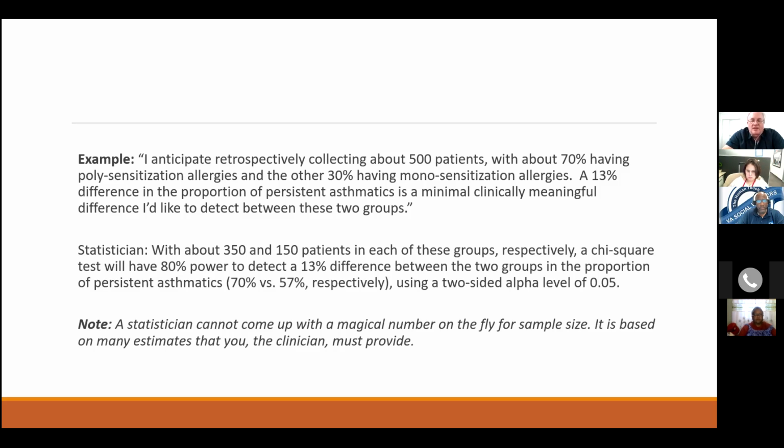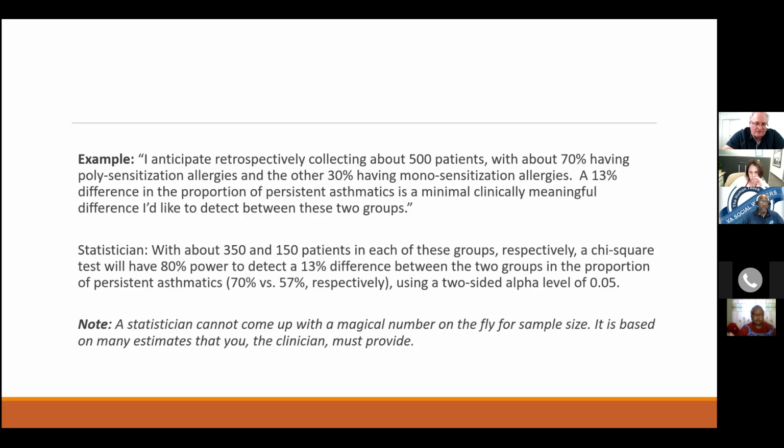And they want to be able to detect a clinically meaningful difference between the groups. And they're being very specific. They're saying a 13% difference in the proportion of persistent asthmatics is a minimal clinically meaningful difference they'd like to be able to detect between the groups. So you can translate that. If you read further down, for example, let's say in the mono group, the incidence of persistent asthmatics is 57%. The next group over is 70%. So that's the 13% difference.